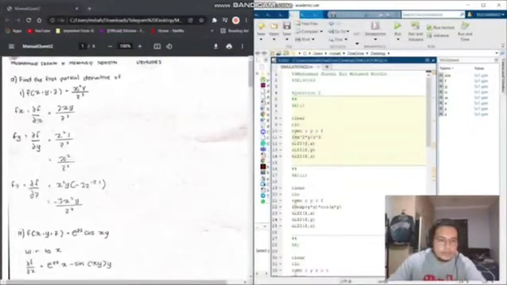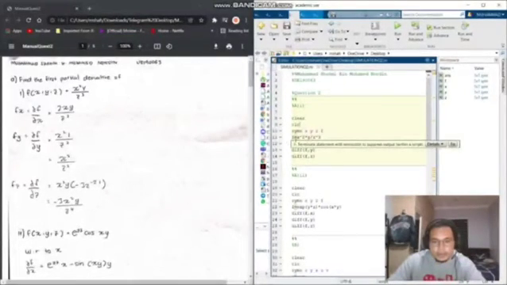So the first question is to find the partial derivative in terms of x, y, and z for the equation x squared y over z to the power of 3. So firstly, we use the function to make MATLAB recognize the symbols, so we can use the symbols in the equation. So we put the equation and then we use the diff function to take the derivative in terms of x, y, and z.